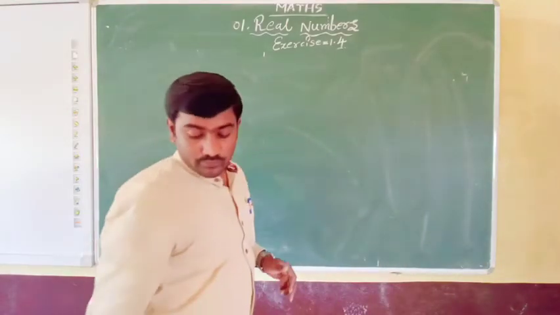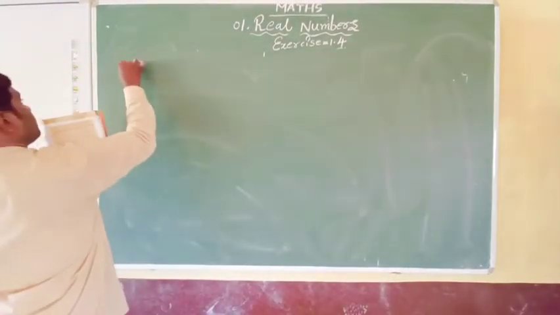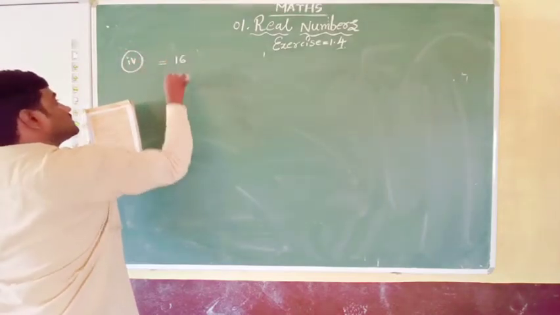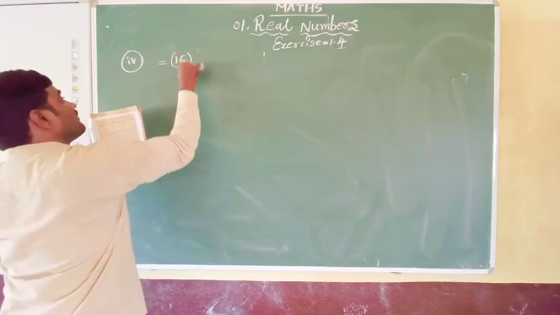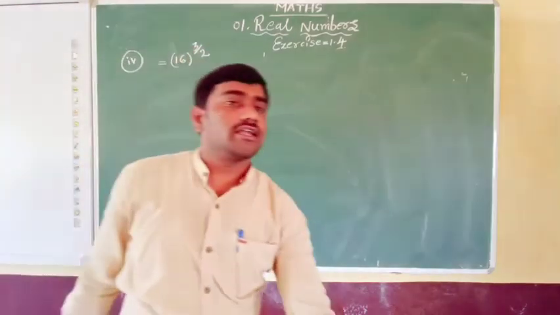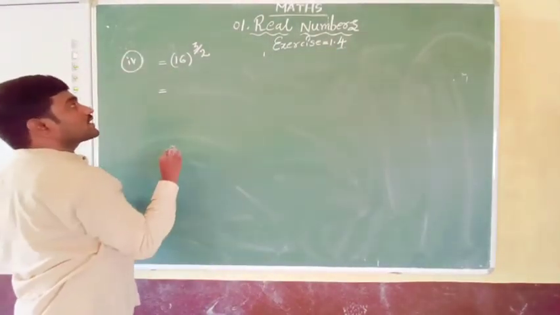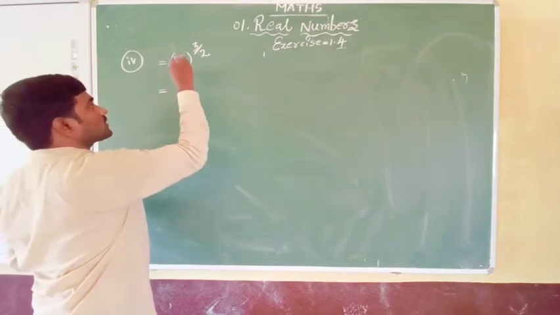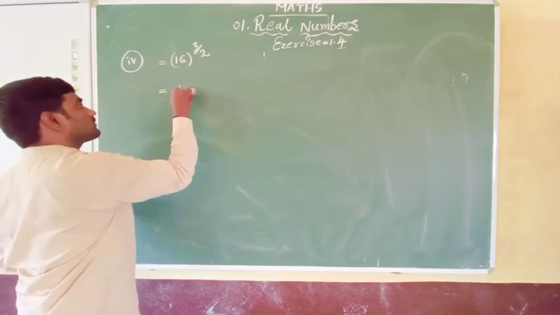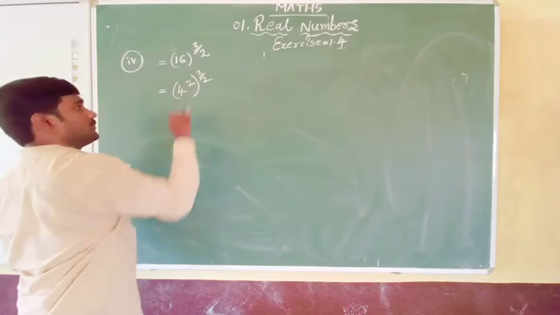Thereafter we have the 11th one also. Yes, this we go for the 4th one, that is 16 whole to the power of 3 by 2. Let us write 16. We can write the 16 as 4 square actually. Yes, 16 can be written as 4 square whole to the power of 3 by 2.